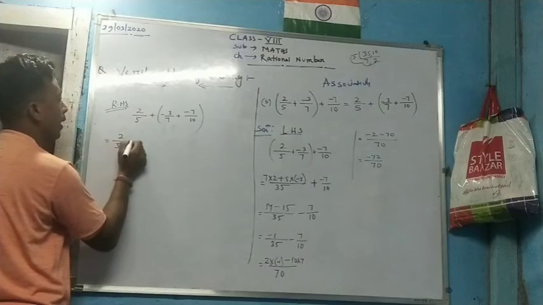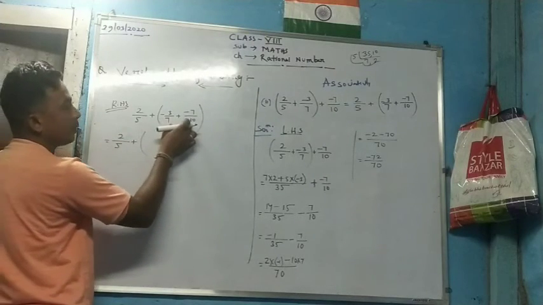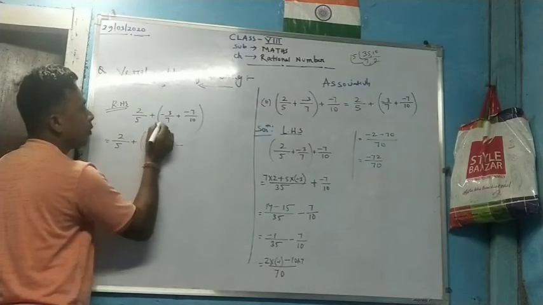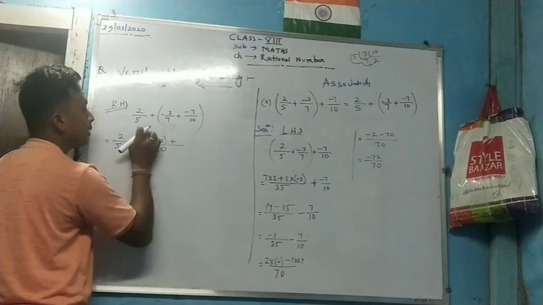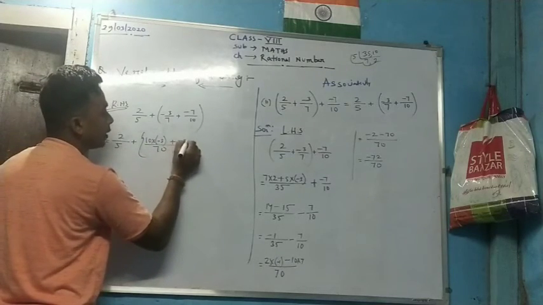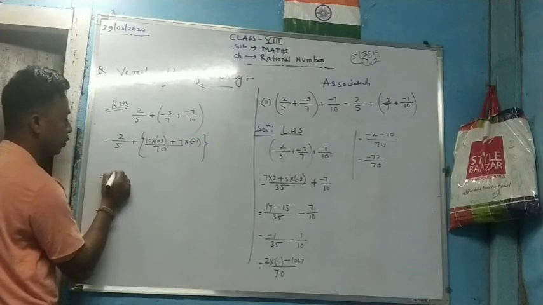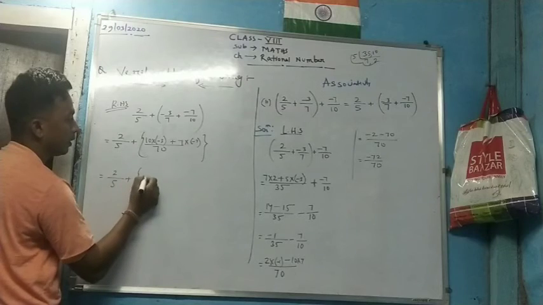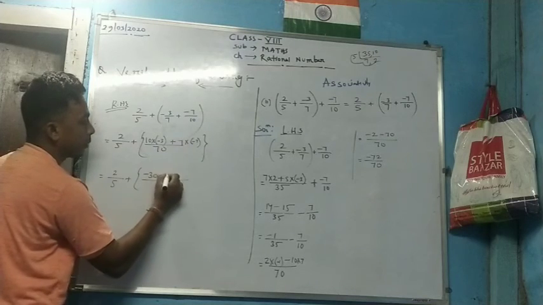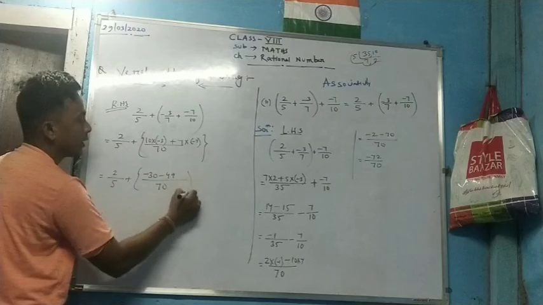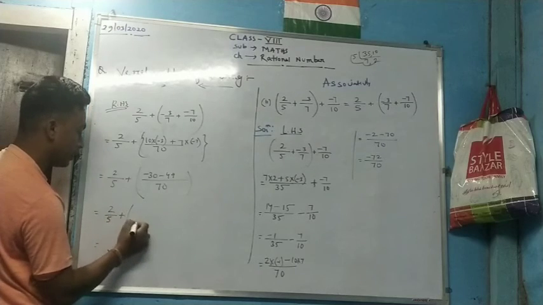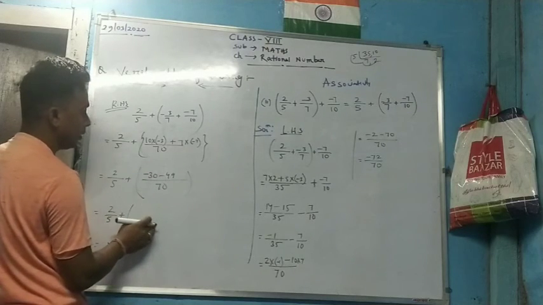So 2 by 5 plus, just find the LCM of these two numbers. 7 and 10, there is no common term, so the LCM will be 70. 10 into minus 3 plus, already first bracket is in use, so I have to use the second bracket, plus 7 into minus 7. 3 10 is 30, minus 30 minus 49. So 2 by 5 plus minus 79 by 70.